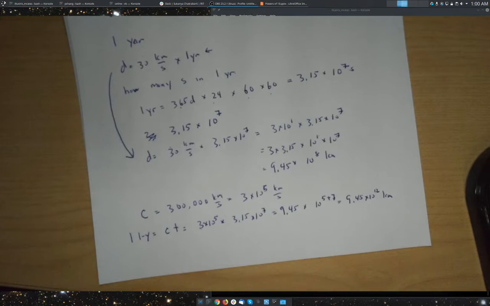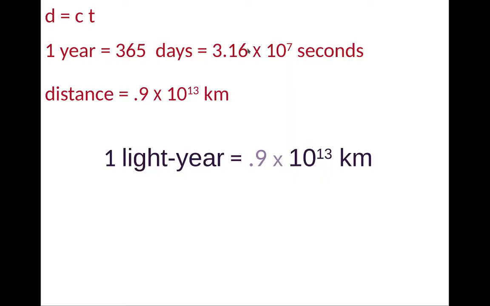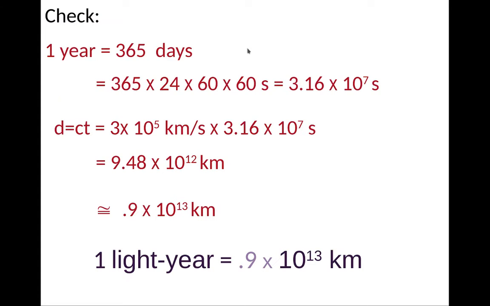So let's turn this off now and go back to our current discussion. So a light year is written, in this case, as 0.9 times 10 to the 13, or I've written it as 9.4 times 10 to the 12. If you just round it to estimate, that's 9 times 10 to the 12. So both answers are the same. So this is basically another check of the same thing. They got 3.16 instead, doesn't really matter at this level.